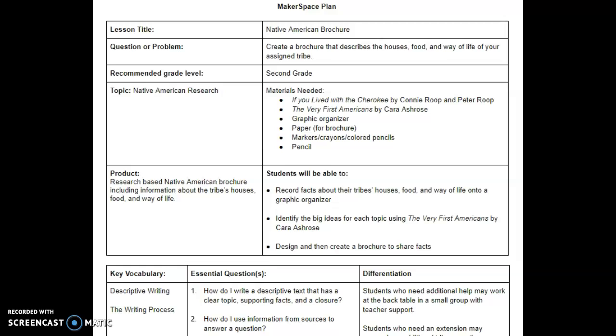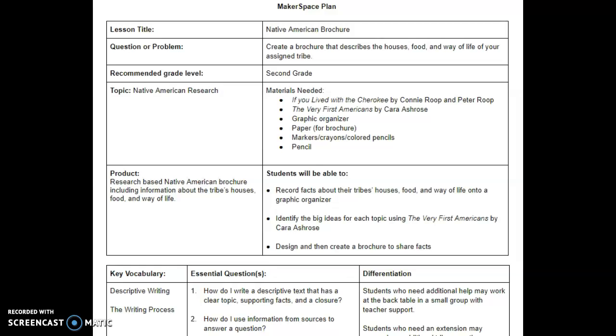The question or problem that my students need to solve is to create a brochure that describes the houses, food, and way of life of their assigned tribe. And we will get to that later on, how they are assigned the tribe. It is recommended for second grade, and it's all about Native American research.